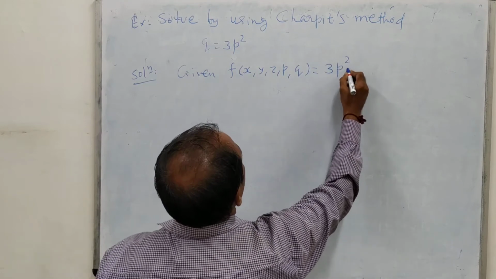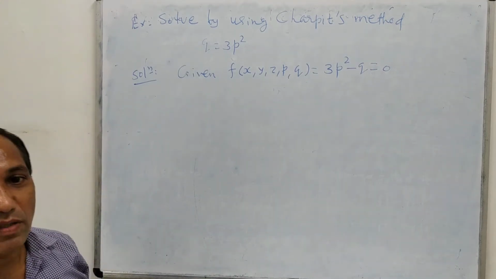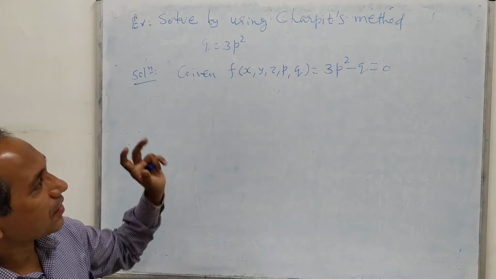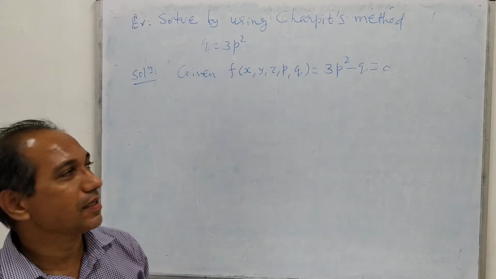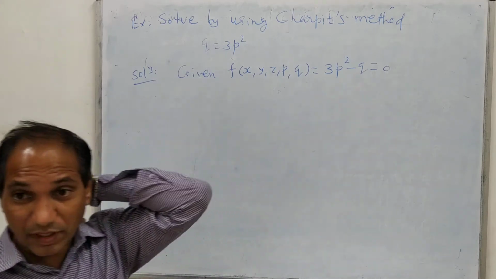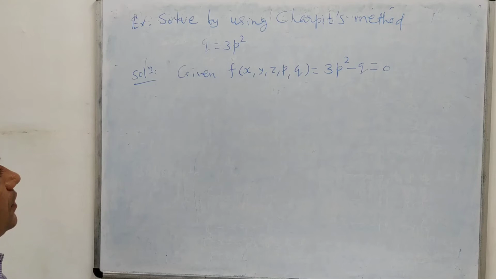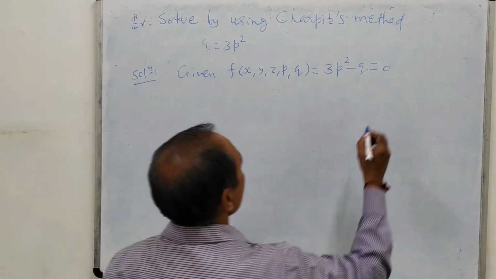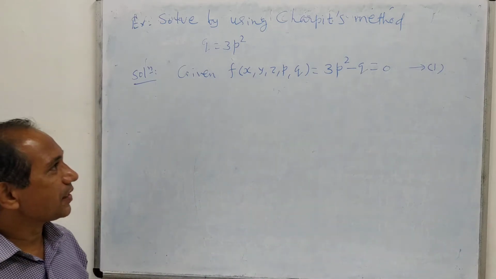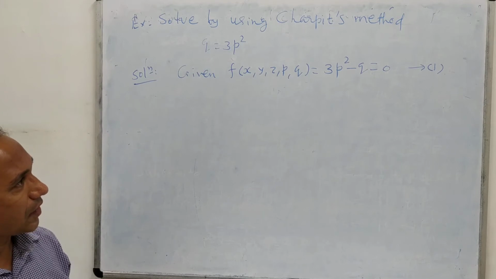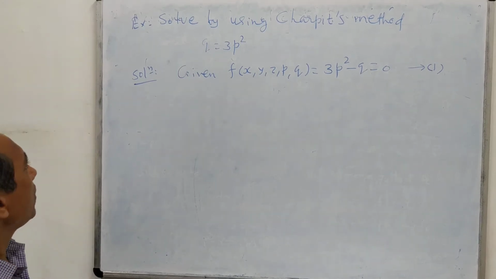So here you can see that this structure is long, but the equation is not that long. There are only two terms involved, 3p square and minus q. No x, no y is there. Actually there may be x or y or z also, but in this equation only q and p are there. So this is the given equation. We will give it as equation number 1. Whenever you proceed, you must write down equation 1, equation 2, equation 3, etc., whatever are coming on the way.